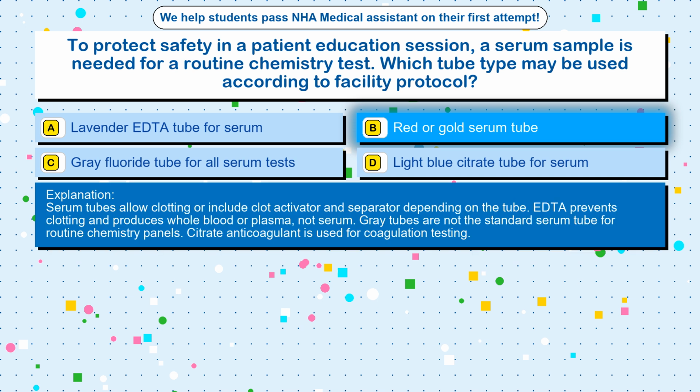Serum tubes allow clotting or include clot activator and separator depending on the tube. EDTA prevents clotting and produces whole blood or plasma, not serum. Gray tubes are not the standard serum tube for routine chemistry panels. Citrate anticoagulant is used for coagulation testing.